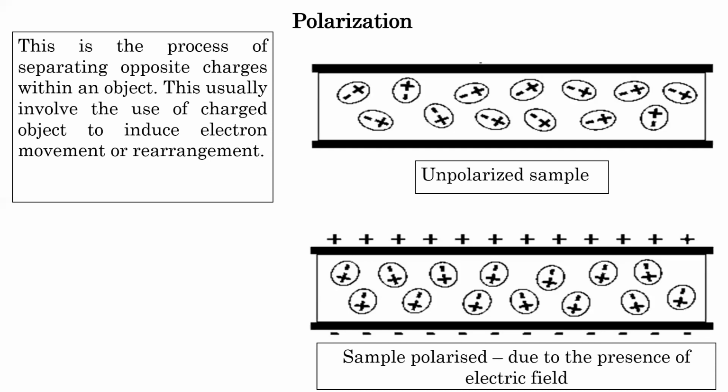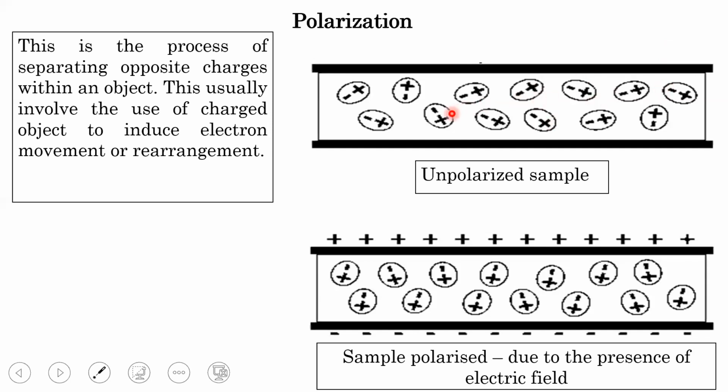This usually involves the use of charged objects to induce electron movements or rearrangements. So let me get, okay, I have a pointer. If you look at this particular sample, it has some atoms, and the atoms, positive and negative, are disoriented. Some positive charges are pointing to the left, some to the right. They are pointing in any direction.